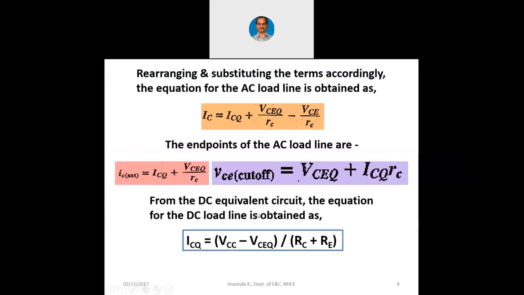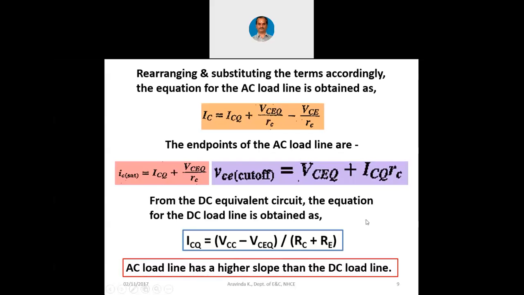Now from the DC equivalent circuit, the equation for the DC load line is obtained already. This we are already sure that ICQ is equal to VCC minus VCEQ divided by RC plus RE. The quiescent current in the DC operating conditions: total voltage is VCC and there is a VCEQ across the transistor. So ICQ is equal to VCC minus VCEQ divided by RC plus RE. You are already familiar with this particular expression now.